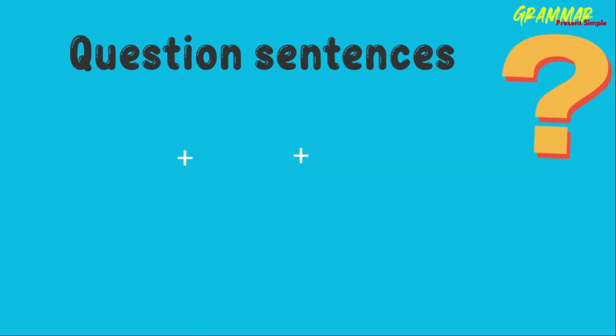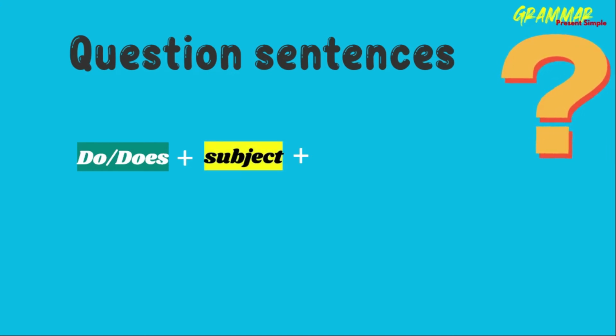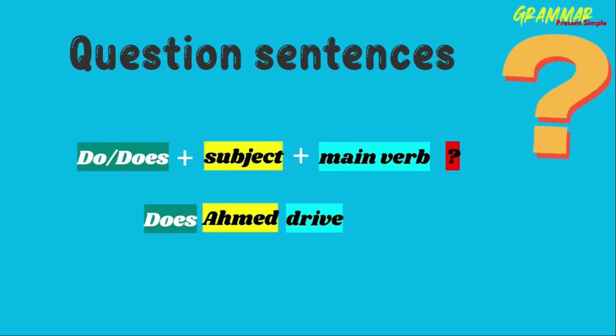We use the present simple for question sentences, so it would look like this. Do or does, don't forget the capital, plus subject, plus the main verb, the base form. And then of course we need the question mark. So we would say, does Ahmed drive?